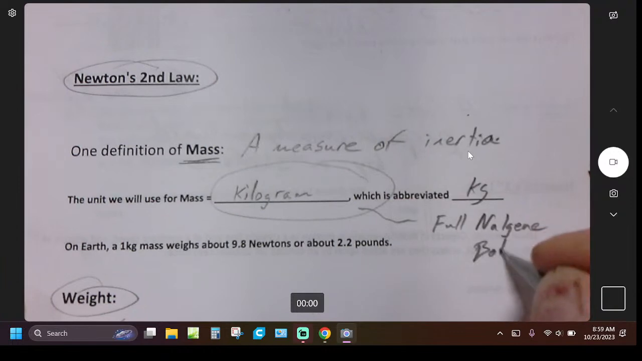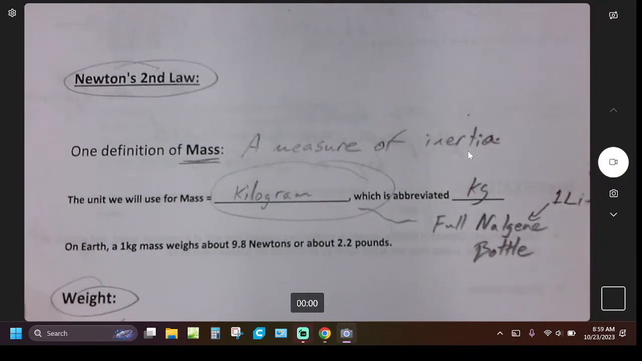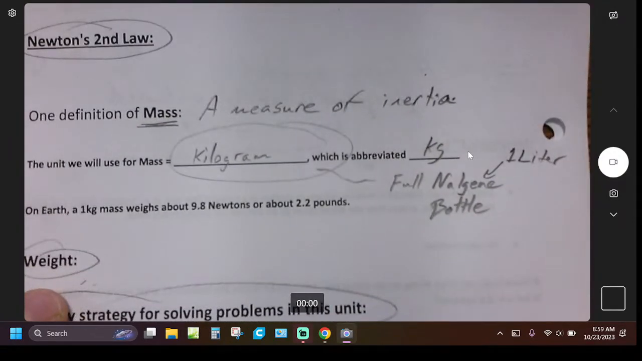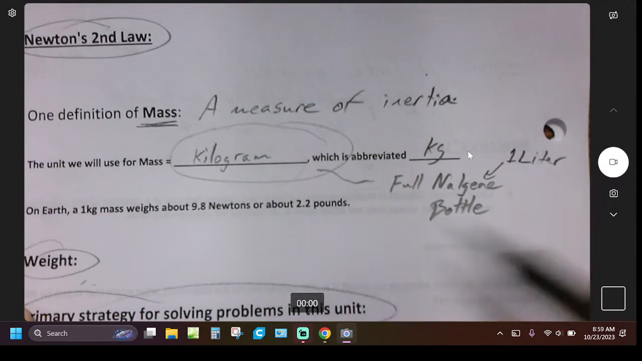Lots of people drink water out of those Nalgene bottles, 1 liter bottles. So 1 liter of water is a kilogram, because a liter of water is 1,000 milliliters, and the mass of a milliliter of water is a gram. So if you want to imagine what a kilogram's like, imagine picking up a full one of these.